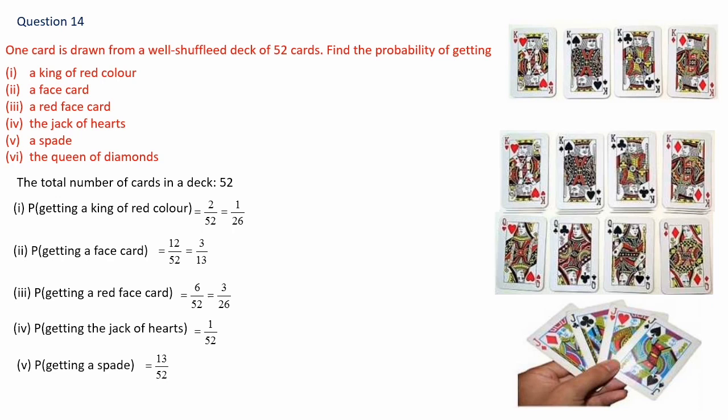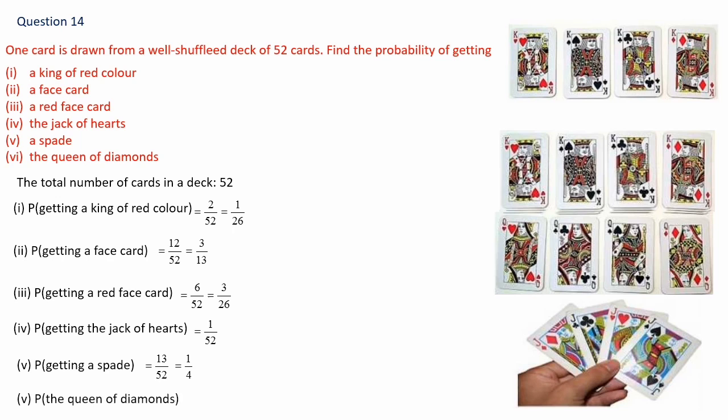So here a deck of cards is categorized into 4. One is spade, another one is hearts, another one is diamond and another one is clubs. So getting a spade in the sense full division. There are 13 spades in a deck of cards. So 13 divided by 52. Then when you cancel 13 in the numerator and denominator, 13 4s are 52. So 1 divided by 4 is the answer.